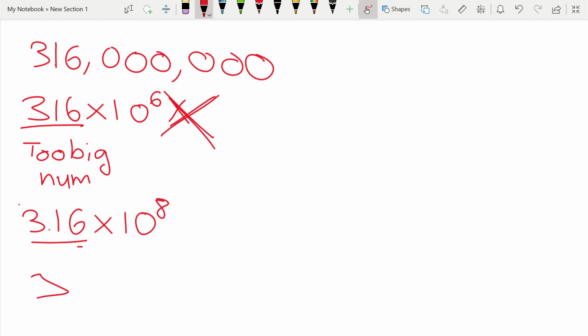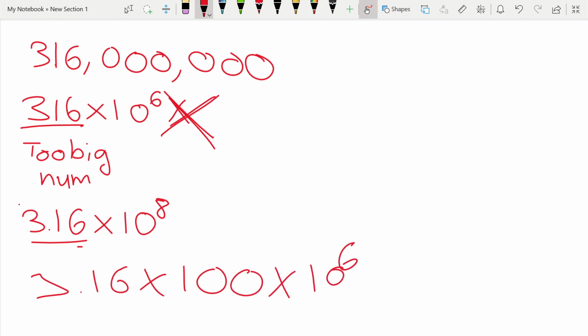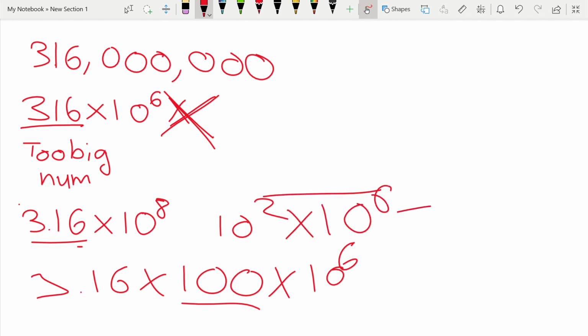Let me just write that. 3.16 times 100 times 10 to the power of 6. Now 100 is 10 to the power of 2. And when we have multiplication like that, we just add the powers. So it's going to be 10 to the power of 8. And that's why 3.16 times 10 to the power of 8 will be the standard form of 316 million.